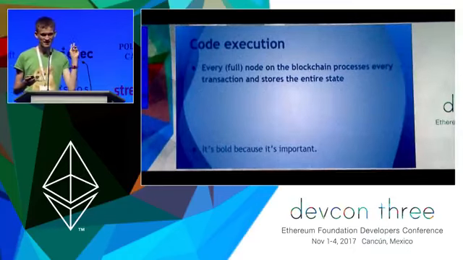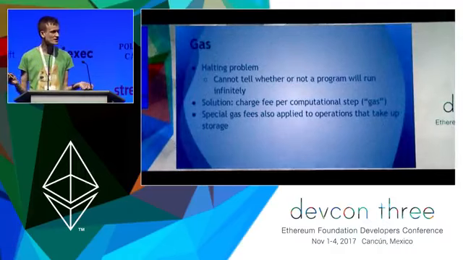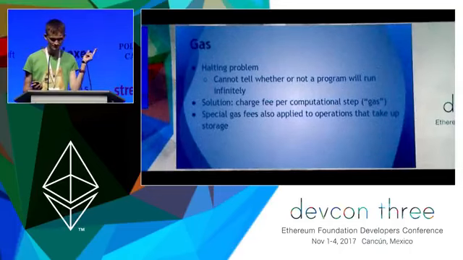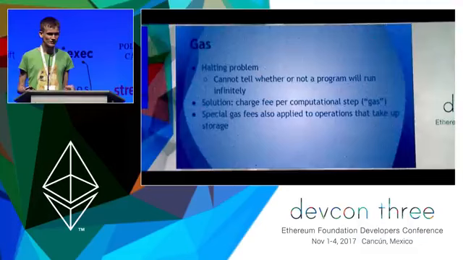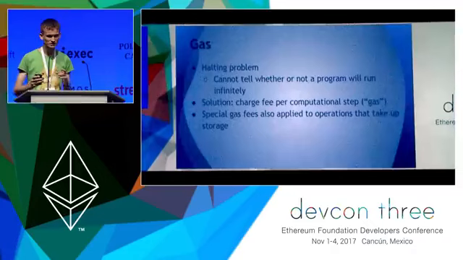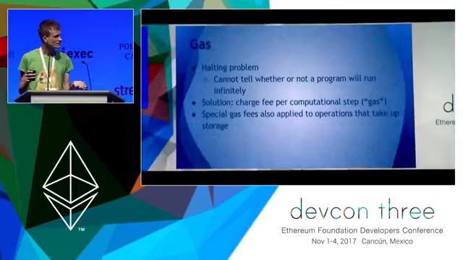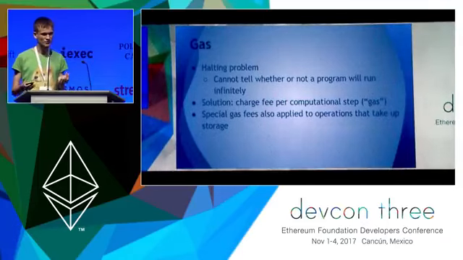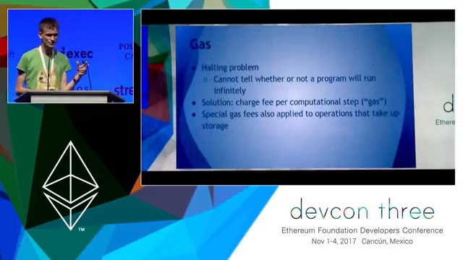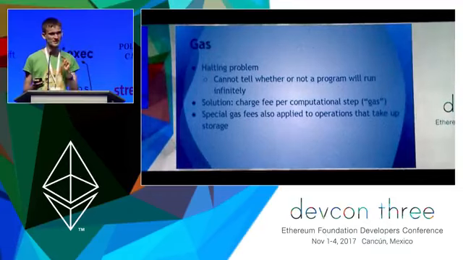So, gas in Ethereum. In general, there's something called the halting problem, which basically says you can't really tell whether or not a program will just keep running forever. You can make a program where figuring out whether that program will stop after a certain number of steps or whether it will keep going forever is something that just mathematically cannot be proven one way or the other. So the solution that we have is this mechanism where we charge a transaction fee basically per computational step that a transaction consumes. And the unit in which we measure the computational steps is called gas.